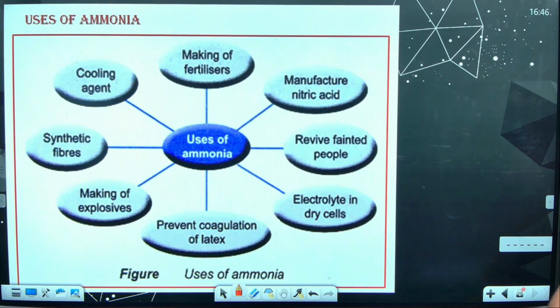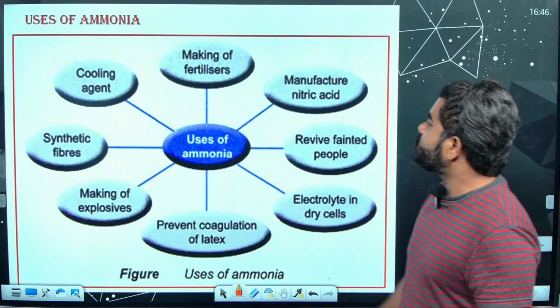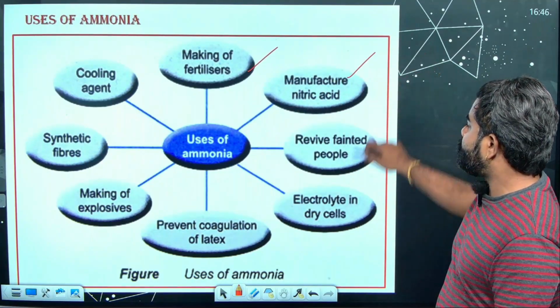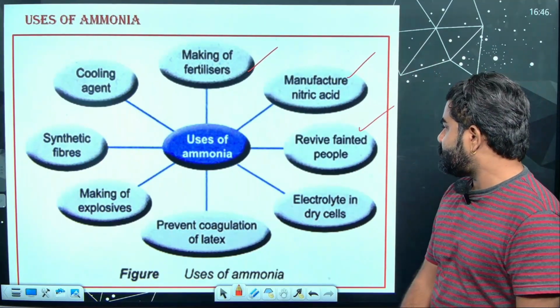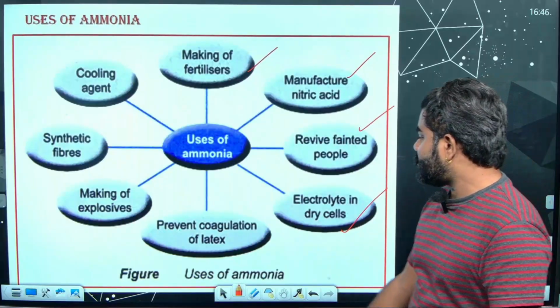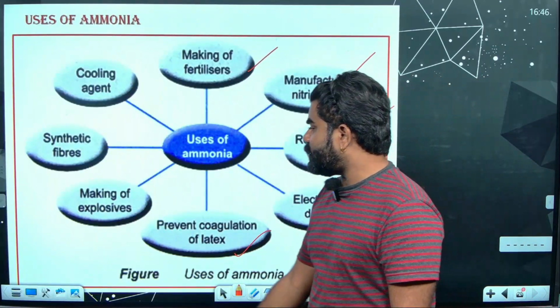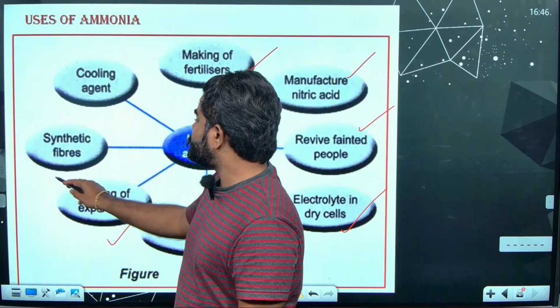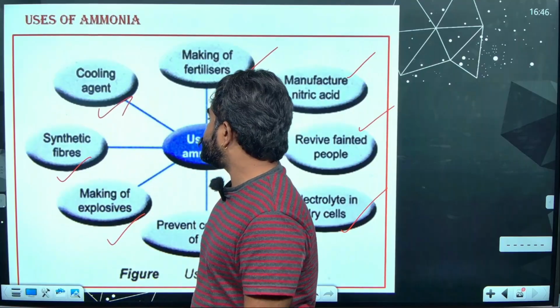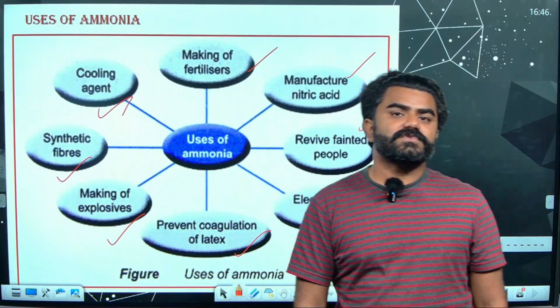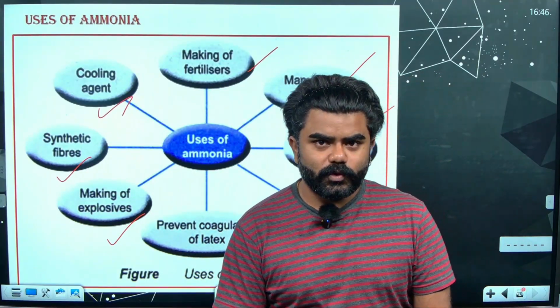Now let us see the uses of ammonia. Ammonia is used in making fertilizers, manufacture of nitric acid, to revive fainted people, as an electrolyte in dry cells, to prevent coagulation of latex, in making explosives and synthetic fibers, and it is used as a cooling agent. So these are all the uses of ammonia.